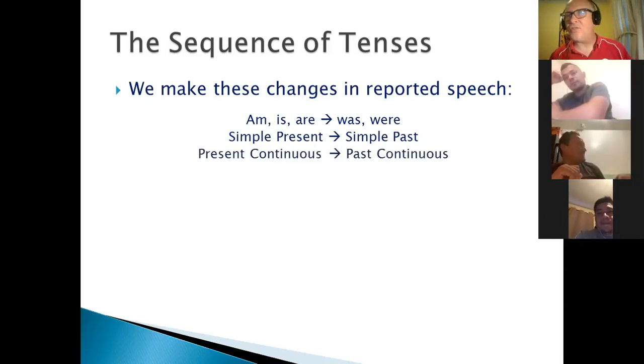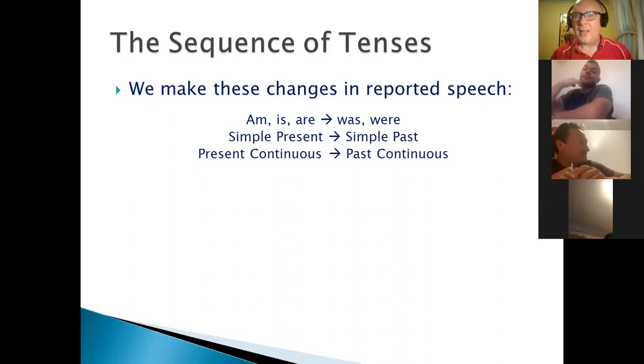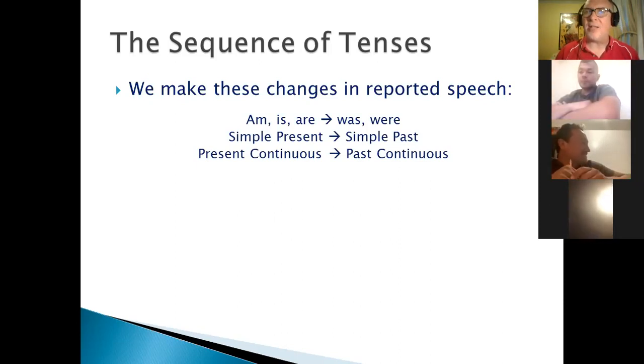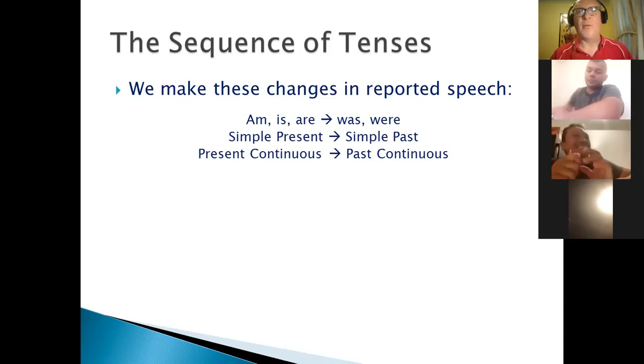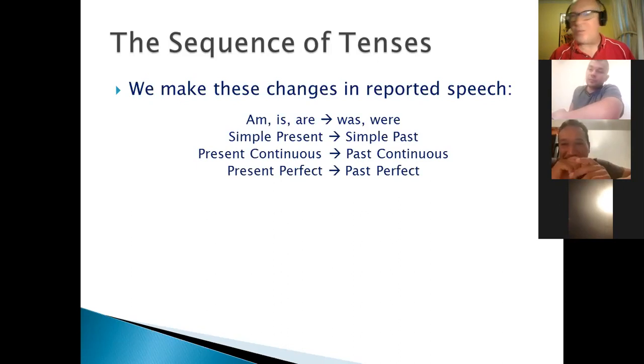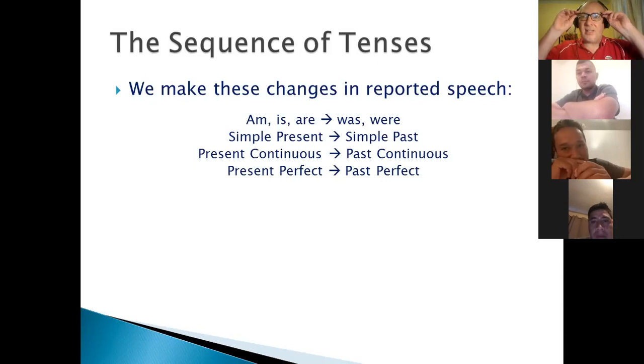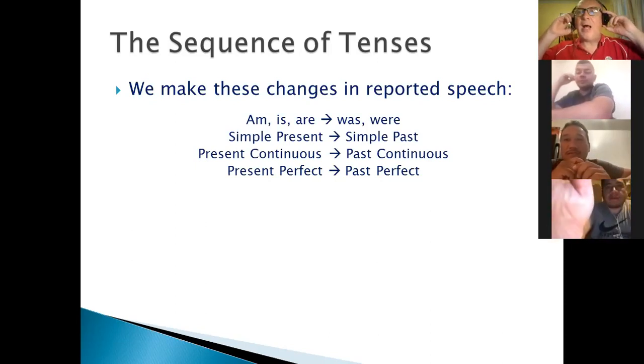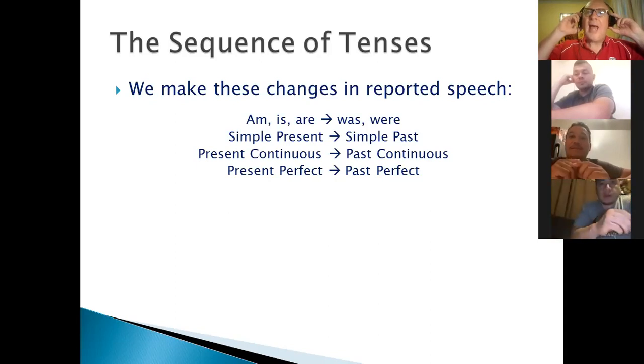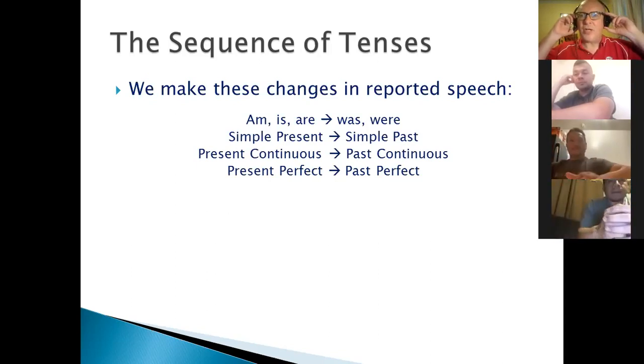Present continuous changes to past continuous. So someone says, I'm looking for my cell phone. David told me he was looking for his cell phone. Present perfect changes to past perfect. If someone says, I have never eaten sushi, I say, Melanie told me she had never eaten sushi.